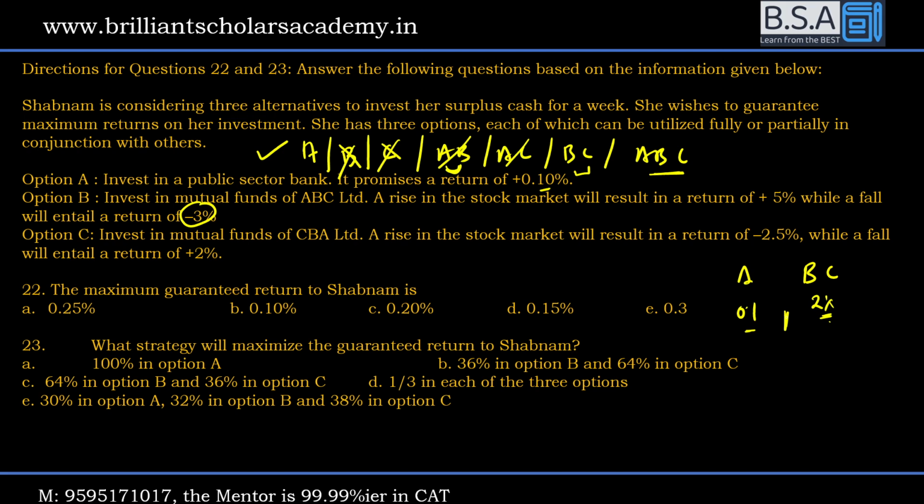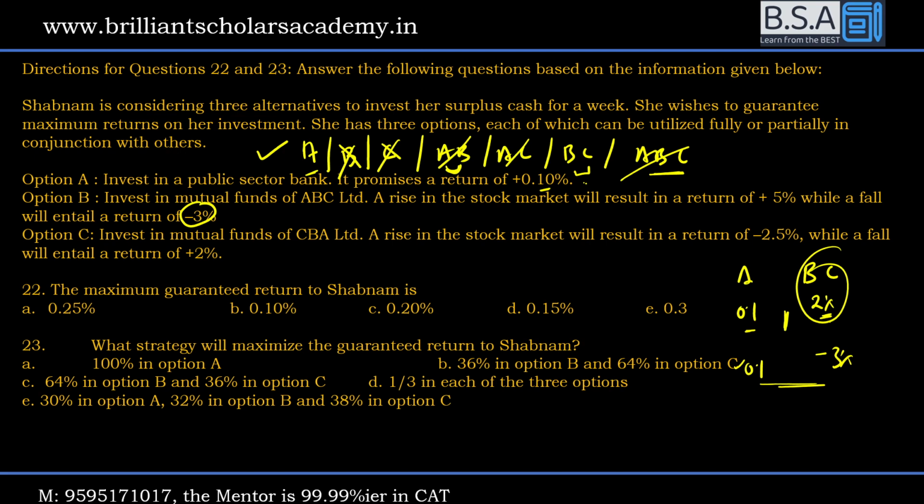I'll put money in B and C. Reverse. If B and C gives me minus 3% for some reason and A gives me 0.1, will I mix them? No, A will give me all the money. So can I say basically this person Shabnam has two choices. Either put money in A or put money in B and C. Try to observe how did we reach that conclusion. I do not even have to look at answer options to reach it.